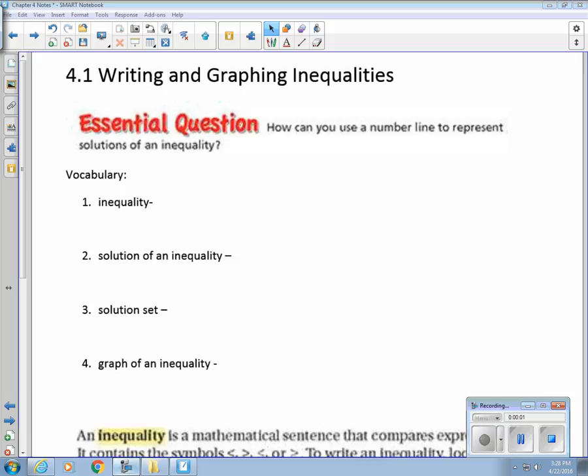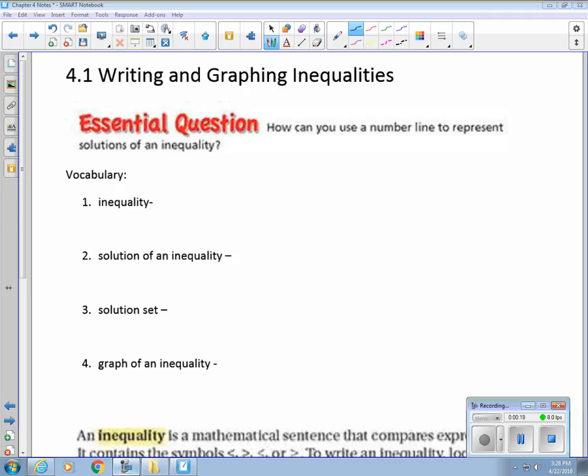Today's lesson is Chapter 4, Lesson 1, Writing and Graphing Inequalities. The essential question for the lesson is, how can you use a number line to represent solutions of an inequality? And we have 4 vocabulary terms that we'll define as we go through the lesson.